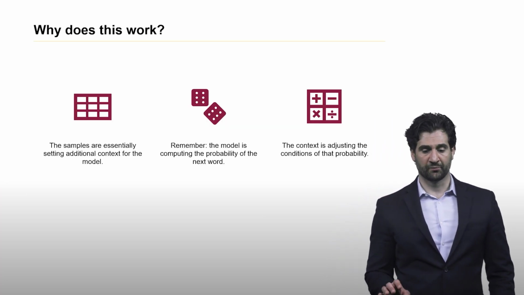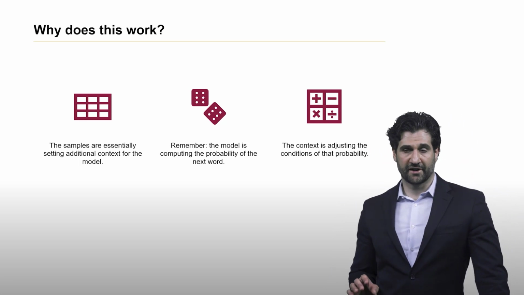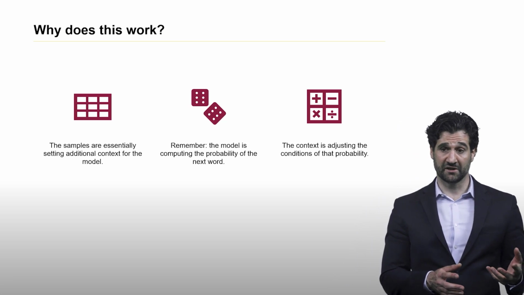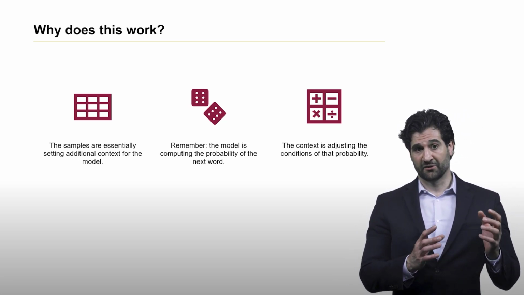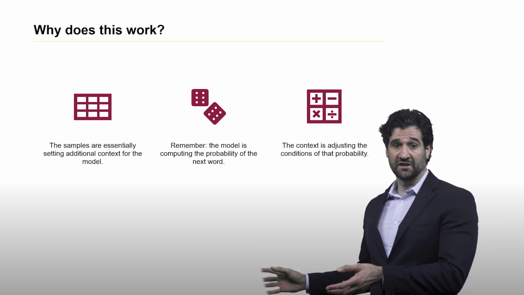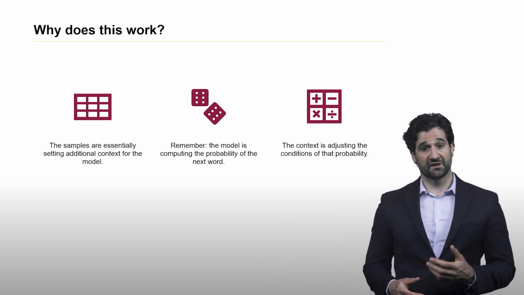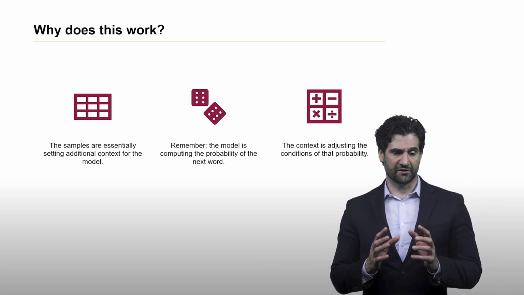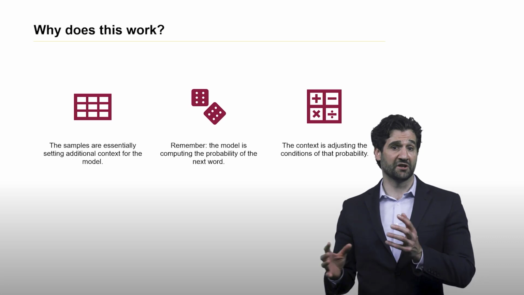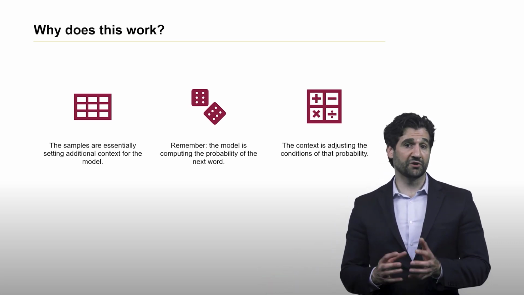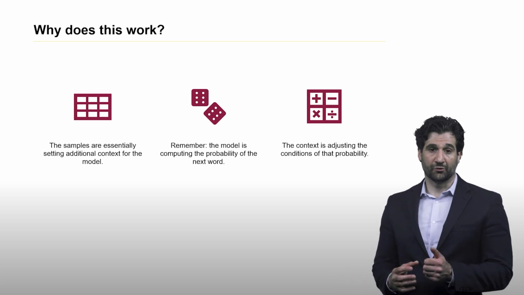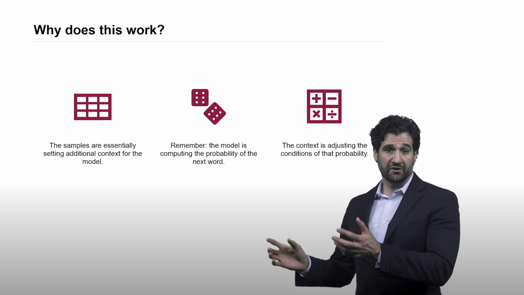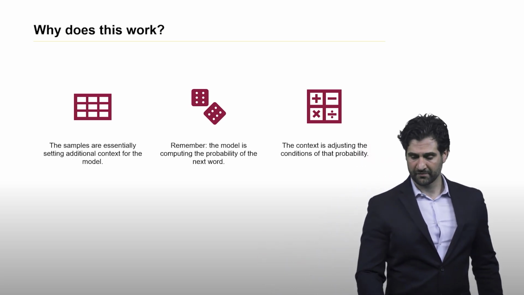So why does this work? Well, the samples are really adding more context to the model. They're adding a bunch of text at the beginning that's building up on the relationships that are expected to see in the output. And if you recall in earlier lectures, we discussed how these large language models are essentially next word generators, but they're doing so probabilistically. And we could think of this initial context as adjusting that probability of what word gets predicted next.